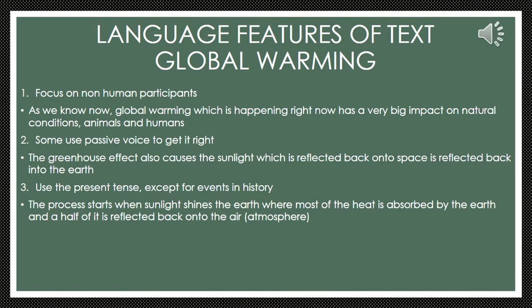For example, the greenhouse effect also causes the sunlight which is reflected back onto space and reflected back into the earth. 3. Use the present tense, except for events in history. For example, the process starts when sunlight shines on the earth, where most of the heat is absorbed by the earth and a half of it is reflected back into the air atmosphere.